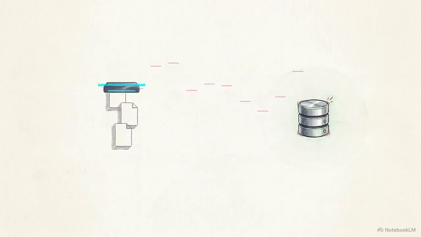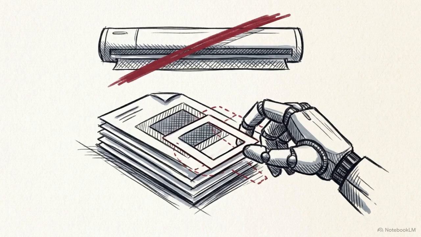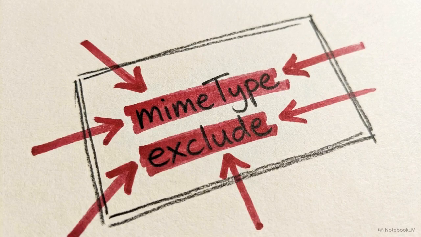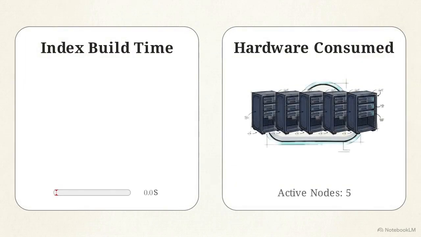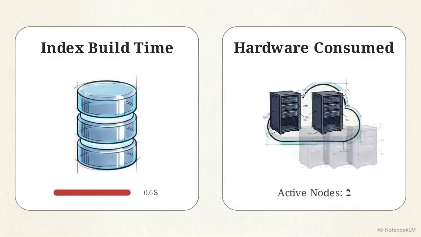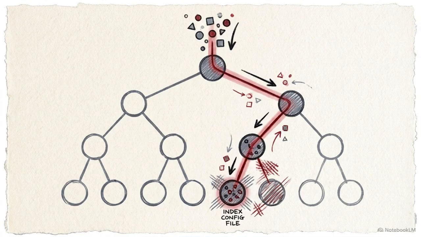By default, AEM uses Apache Tika to extract the full text from the inside of documents, like PDFs and Word files. If your business requirements don't include searching the internal contents of those files, you can disable Tika. You do this by adding an unstructured node specifying the exact MIME types to exclude. Removing this text extraction process significantly decreases the time to build the index and reduces the amount of cloud hardware consumed by the repository. With the index defined, we move to the project codebase.